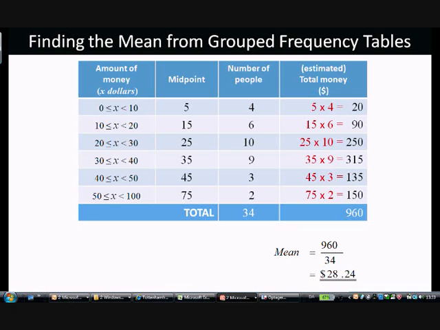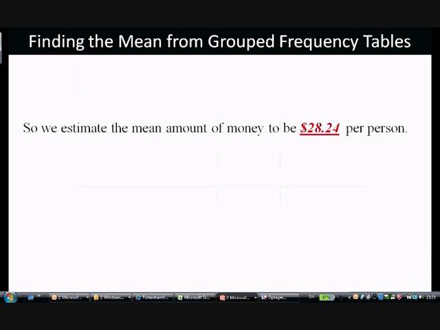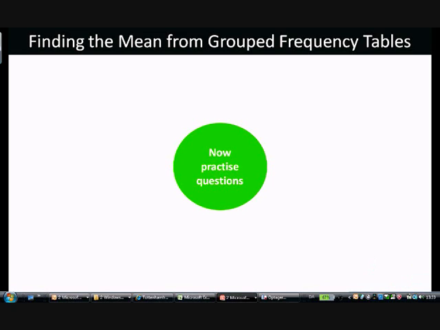It's not an exact value because we don't have the exact information to start with, but it's the best guess that we can make at what the mean is. So write all that down if you're taking notes. And then just to confirm, we estimate the mean amount of money to be $28.24 per person. Write that down if you're taking notes, and then there will be some questions for you to practice.